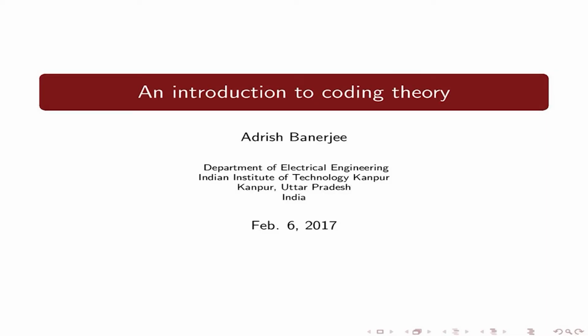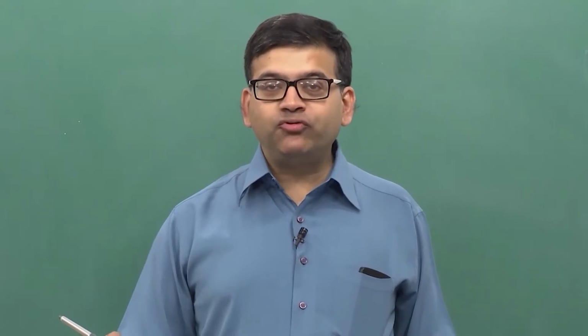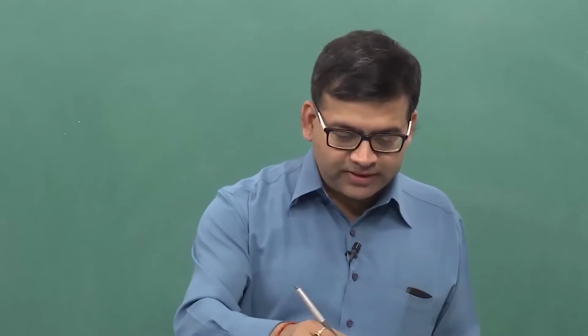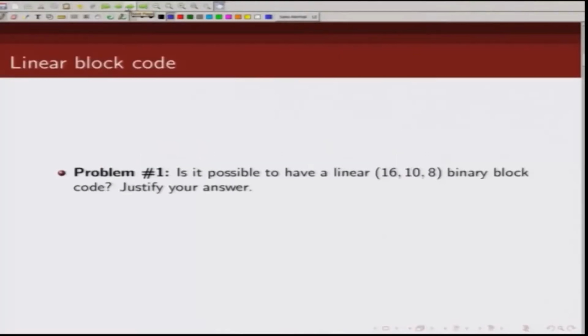So, in the last lecture we discussed bounds on the size of the code. Now, let us solve some problems related to that. The first question: is it possible to have a linear block code, a binary block code, which has n given by 16, k given by 10 and minimum distance of 8?